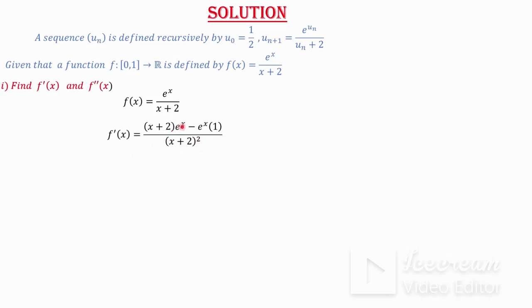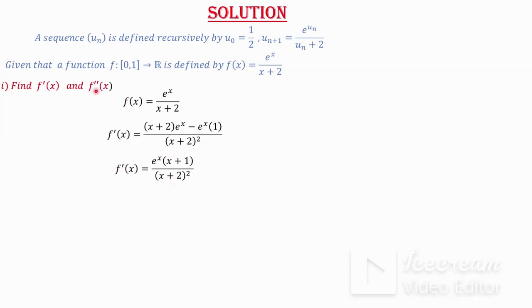Factorizing e to the x in the numerator, we have e to the x times x plus 2 minus 1, from which we obtain f prime of x equal to e to the x times x plus 1 divided by x plus 2 squared. So this is f prime of x.